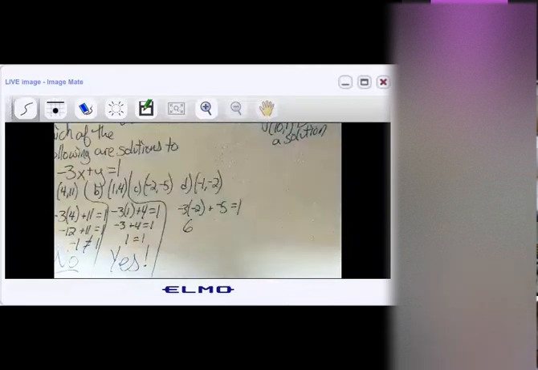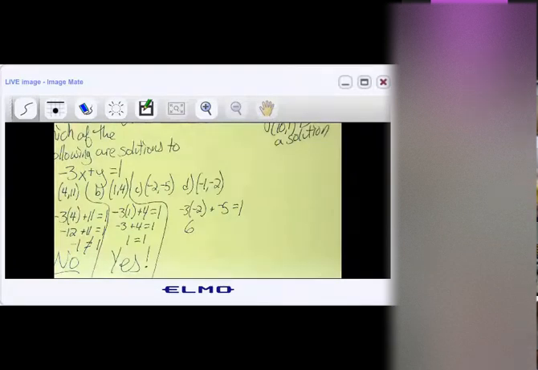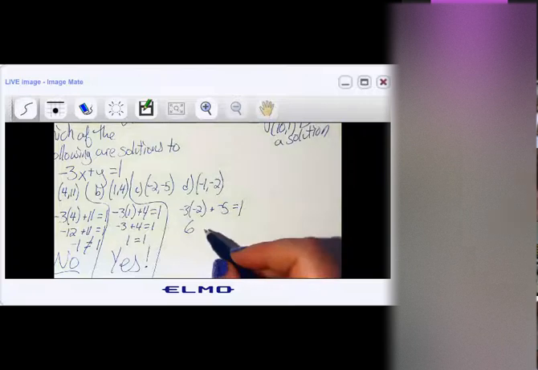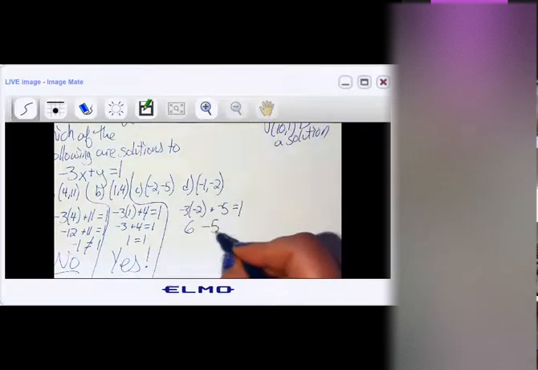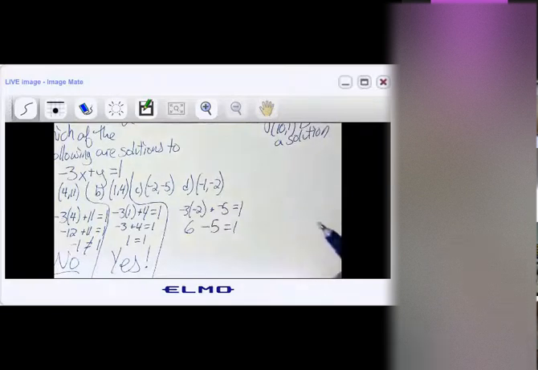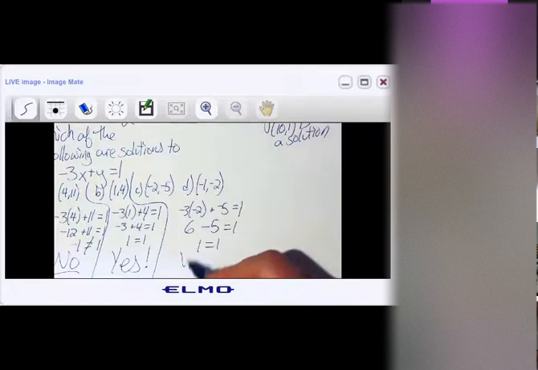All right, -3 times -2 gets me that +6. I wonder if this is helpful if I turn that light on. Yeah, that looks a little bit better. And then adding a -5 is the same thing as just subtracting 5, right? And then it looks a lot easier. Yeah, 6 minus 5, that's definitely 1. So yes, C works as well.